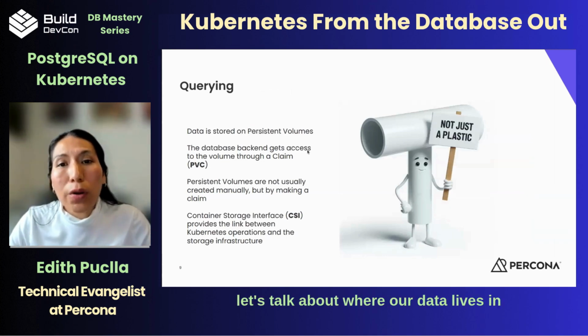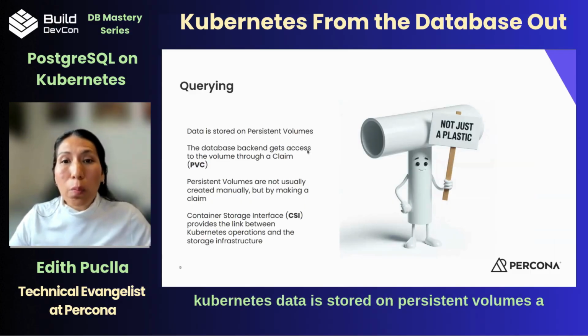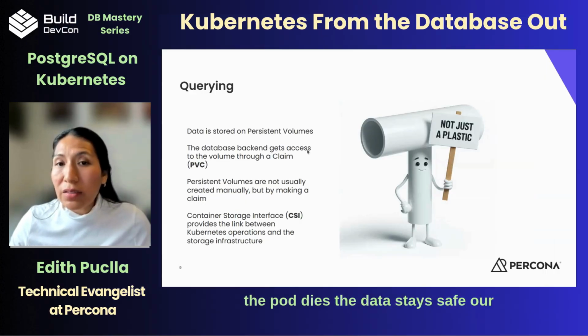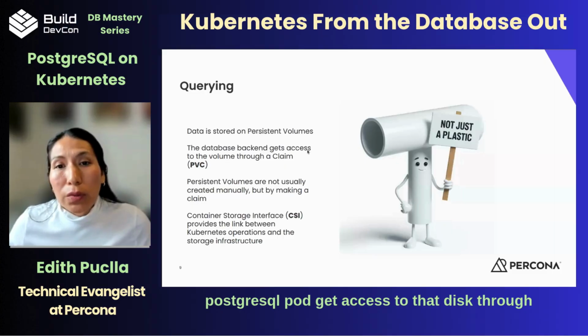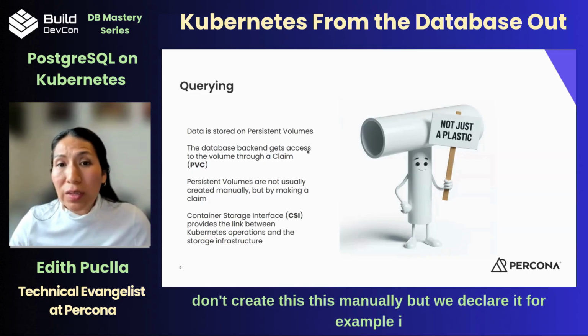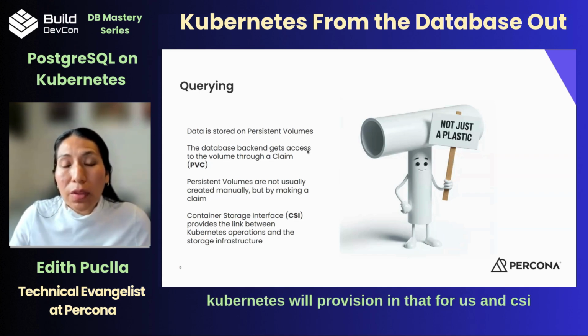Now let's talk about where our data lives. In Kubernetes, data is stored on persistent volumes, which exist independently from your database pod. If the pod dies, the data stays safe. Our PostgreSQL pod gets access to that disk through the persistent volume claim, also called a PVC. We don't create this disk manually, but we declare it, for example, I need 1 gigabyte of storage, and Kubernetes will provision that for us.